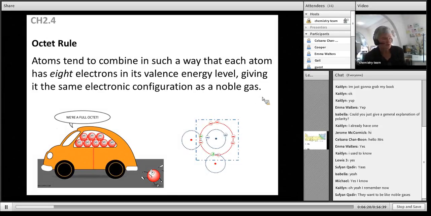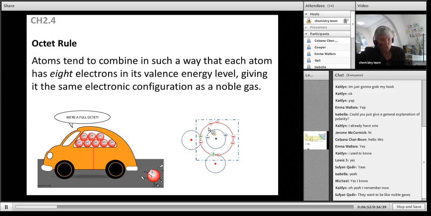So what I'm trying to show here is water. Hydrogen has only got 1 electron, that's this green one, in its energy level. Here's another hydrogen with its electron. I've just made it green to differentiate it. And then we've got oxygen here. Oxygen has 2 energy levels, the inner one and the outermost one. In the outermost one, if you count the red electrons, there are only 6. So it's not 8, and it wants to get 8.